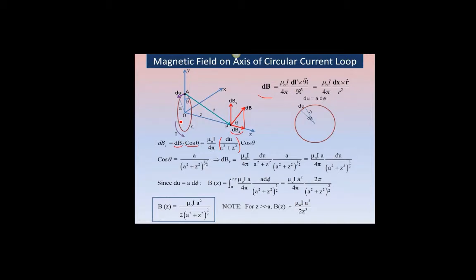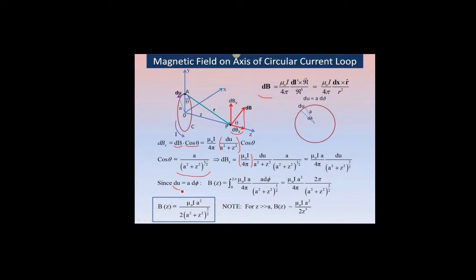Where did I get that? I get that in this triangle right here. We have a up here, we have z here, and so r squared is equal to a squared plus z squared. Cosine theta is equal to a over r, and so that's where we get this. So putting that into dBz, we're going to have the prefactor here, and then we have the same du over a squared plus z squared here, and then we have cosine theta here. Simplifying that gives us the exponent 3/2 right here.